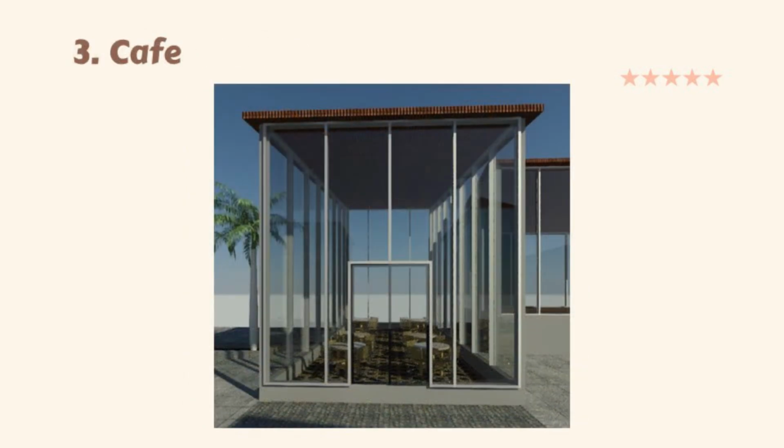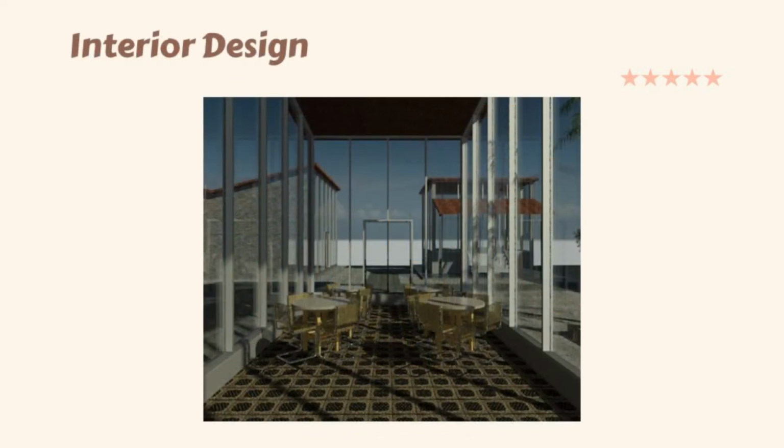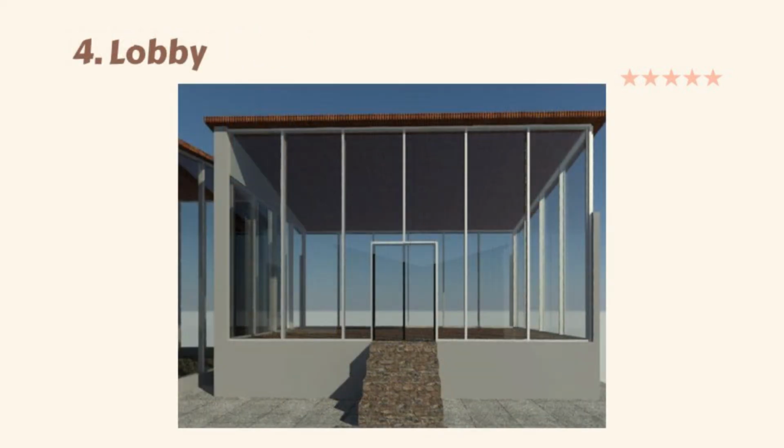The third building is the cafe. The cafe functions as a place where tourists or visitors can buy meals or hang out. This one is the interior design. Next, we take a look at the lobby building. It functions as a reception place and for information about the chalet. This is the interior design.